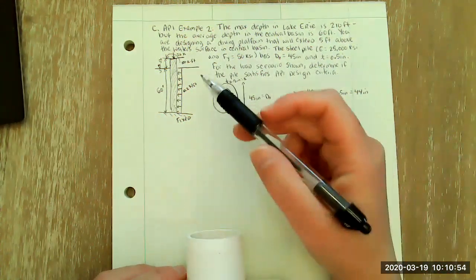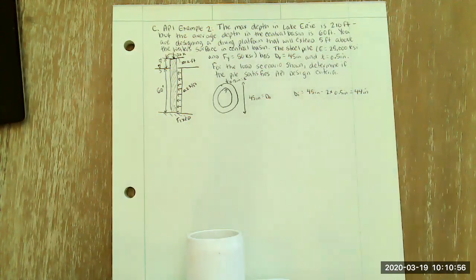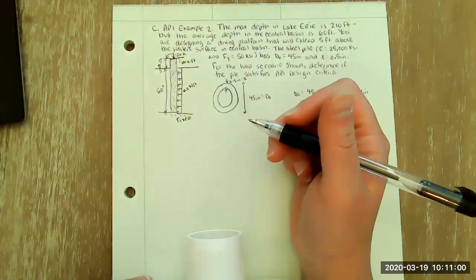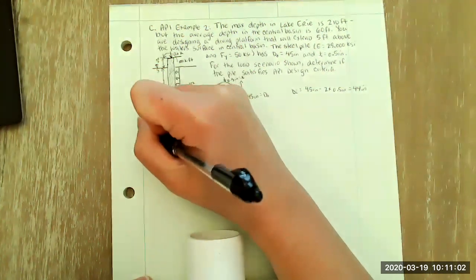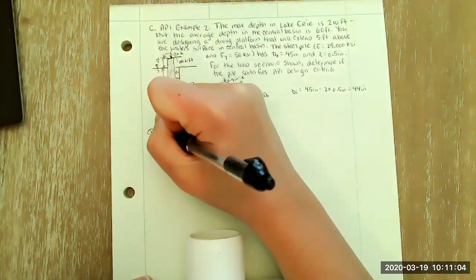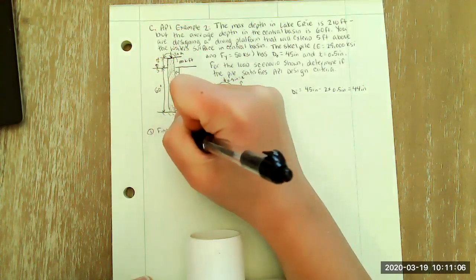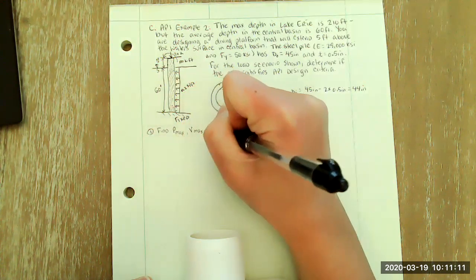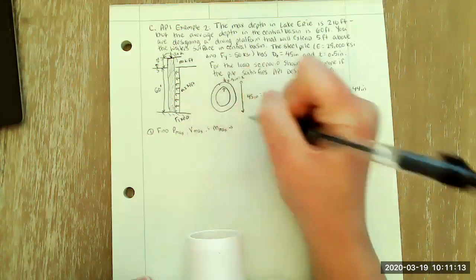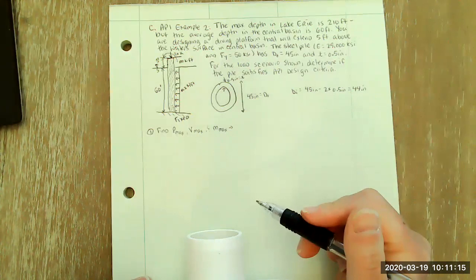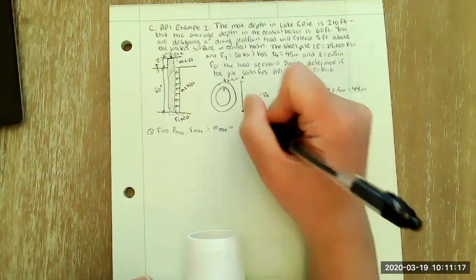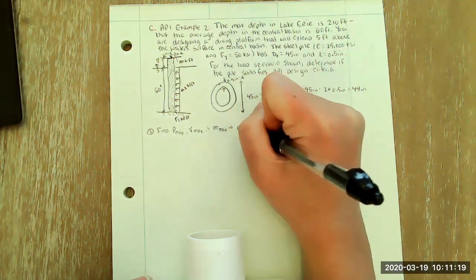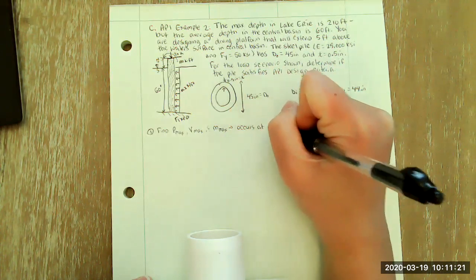The very first thing we need to do is, given this loading situation, find the maximum loads that the pile experiences. So P max, V max, and M max. Again, for something like this cantilever setup, this occurs at the end of the pile.